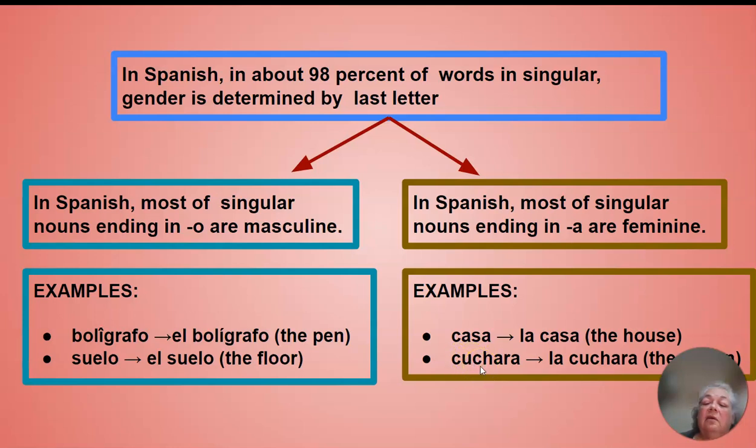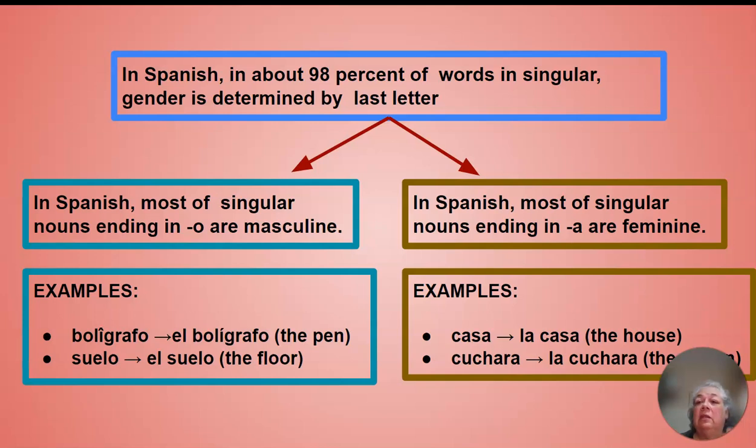Likewise, the word cuchara, it ends in A. I need the feminine definite article, la, to say la cuchara, the spoon. That's all the science behind it. You look at the word, 98% of the words are going to follow this system.